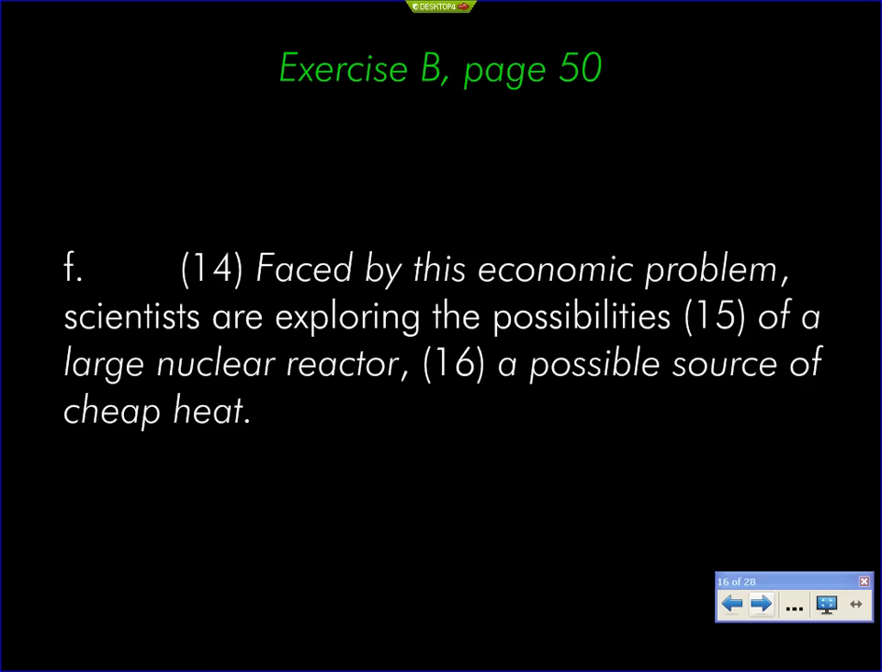Possibilities of a large nuclear reactor. John, give it a shot. Of a large nuclear reactor. Good. Modifying what? Very good. And remember the syntax. Prepositional phrases that modify nouns usually follow the nouns they modify. Excellent. A possible source of cheap heat. Omar. Modifying. That's right. Or renaming, I could say. Correct. And there we have the appositive.